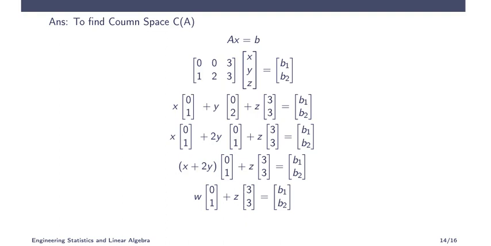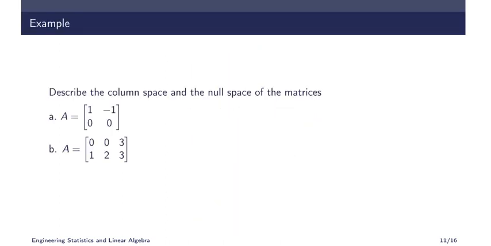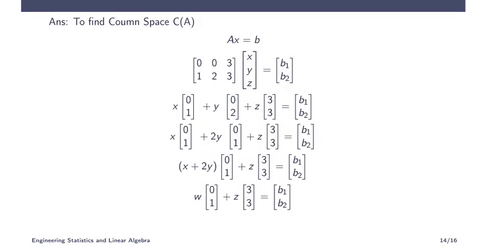So we'll move to the second question. What was the second question? If you see here, we have the matrix A equal to [0 0 3; 1 2 3]. We want to find the column space as well as the null space. So moving into that, we have to find the B part of the question. So Ax is equal to B, with [0 0 3; 1 2 3] into [x y z].